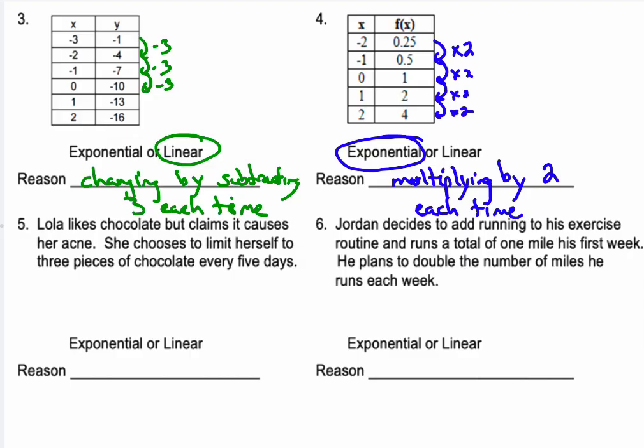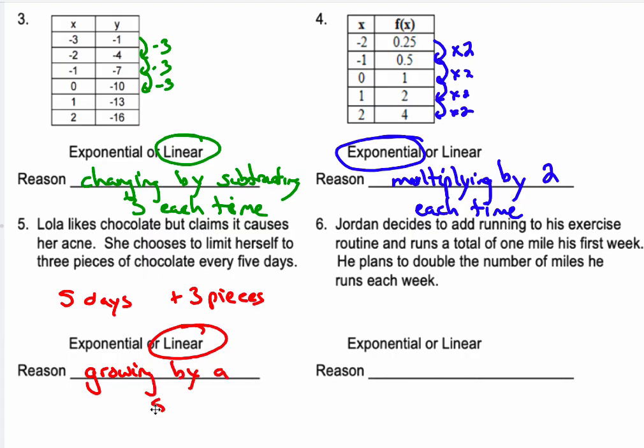Now we got some word problems here. It says Lola likes chocolate but claims it causes her acne. She chose to limit herself to 3 pieces of chocolate every 5 days. So every 5 days, it goes up 3 pieces. That's a linear equation. It's growing by a steady amount.